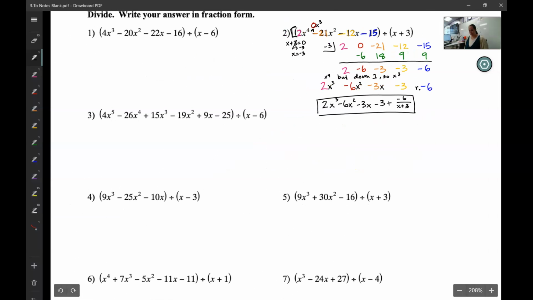For your in-class practice, you need to do 3, 4, and 5 on this worksheet, and then you also need to get your Canvas homework done.